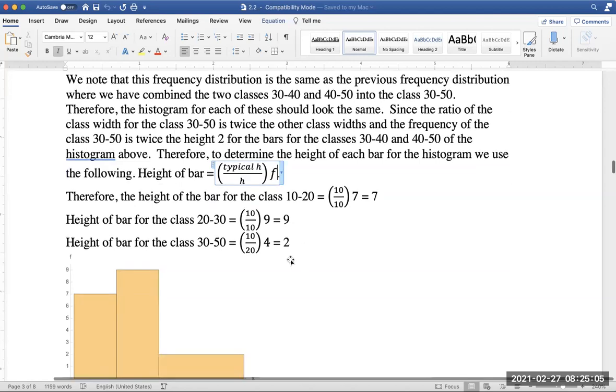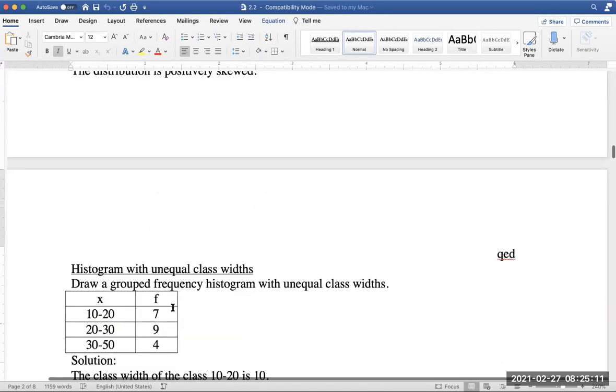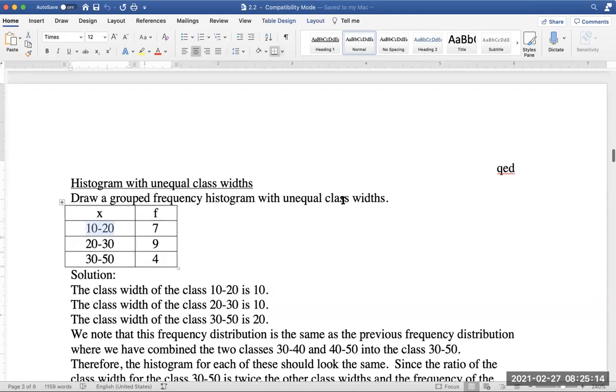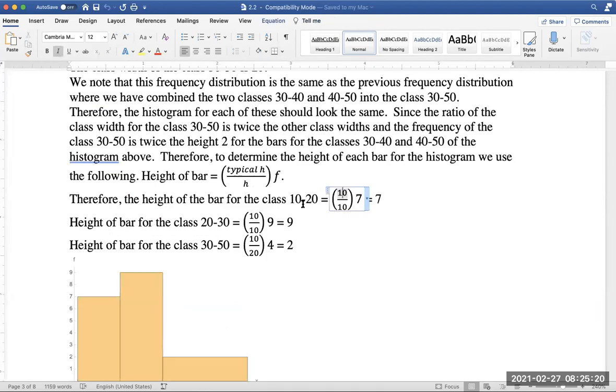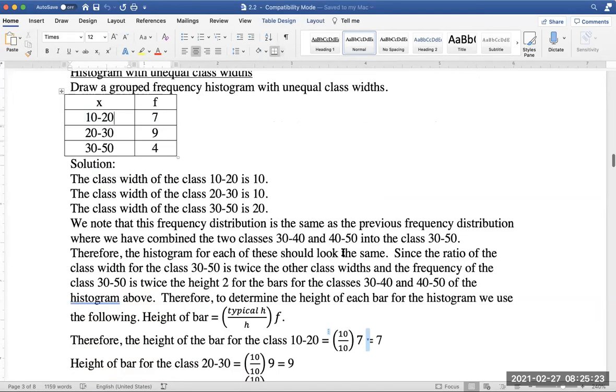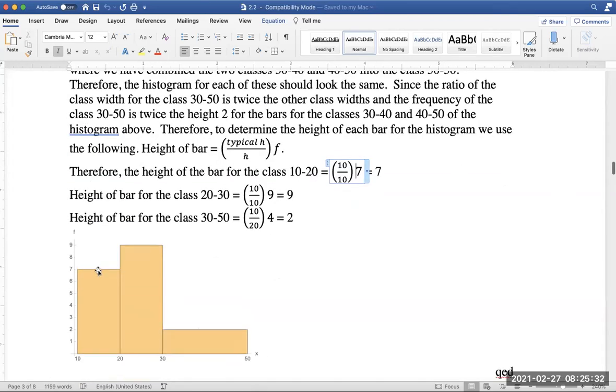So let's redo this. My typical class width in this case is 10. For the first class, 10 to 20, the typical class width is 10. The particular class width for this class is 10, and its frequency is 7. 10 divided by 10 is 1, times 7 is 7. So its height should be 7. Between 20 and 30, obviously the class width is 10. The typical class width is 10. 10 divided by 10 is 1 times its frequency, which is 9. So the height of my bar should be 9.